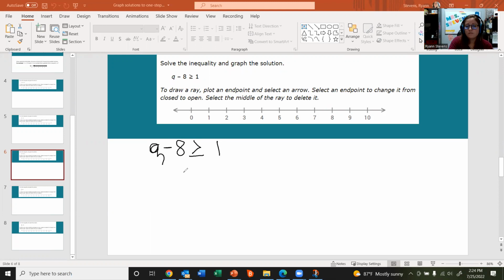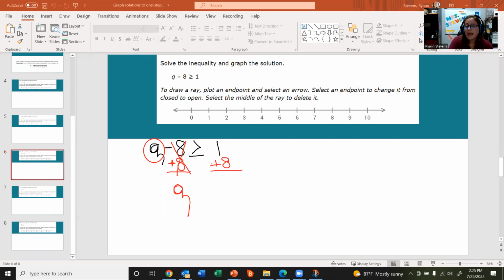I want to first identify the operation that I have, and I can see that I have subtraction. I can also identify the variable, which is my Q. Since the operation is subtraction, my inverse operation is to add 8 to both sides of the inequality. Negative 8 plus a positive 8 is going to cancel and just leave us with the variable Q.